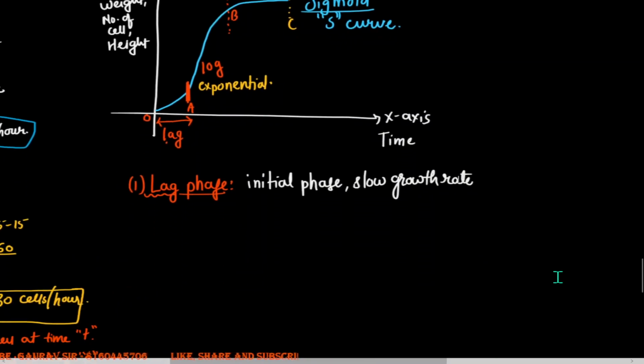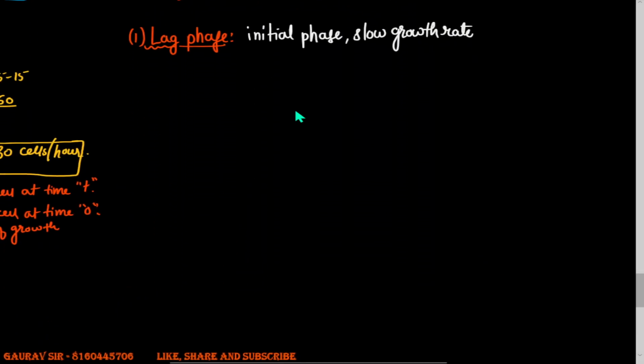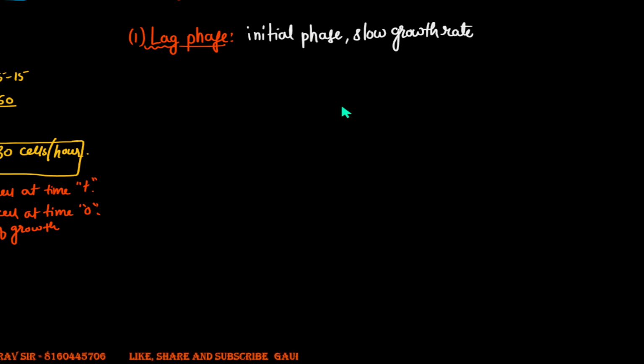So in the lag phase, it'll be the initial phase, and the growth rate that you'll find here will be very slow. This comes from the fact that it denotes the beginning of the growth, and here the number of cells is very low, and as the number of cells is very low, the metabolic activity here would be very less.